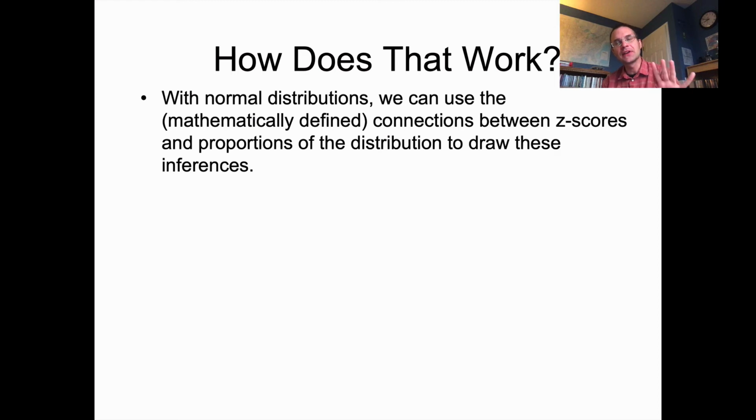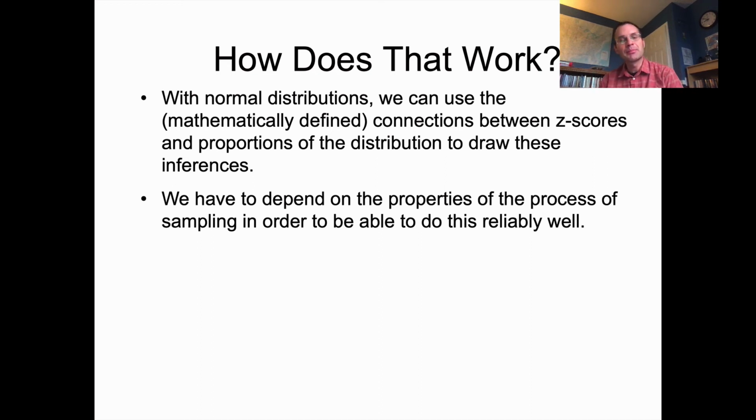One of the ideas underlying this process is something we've covered already to a certain extent. First of all, we can play around with things like normal distributions, something we've seen before. And using those normal distributions, we can use the mathematically defined connections between z-scores, which we've seen before, and the proportions of the distribution to draw these inferences. So we're going to build on things that we already know. That's primarily why I talked about them to begin with.